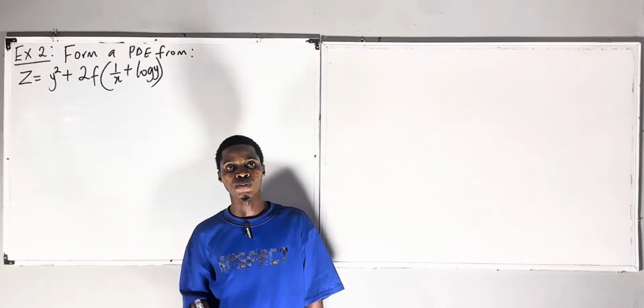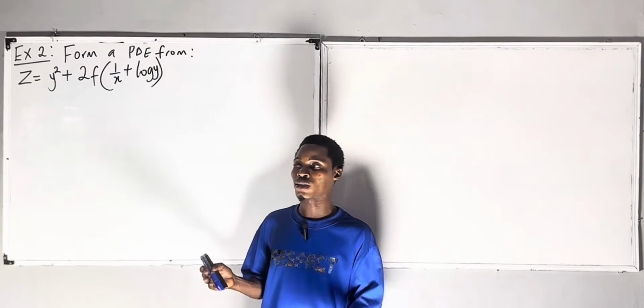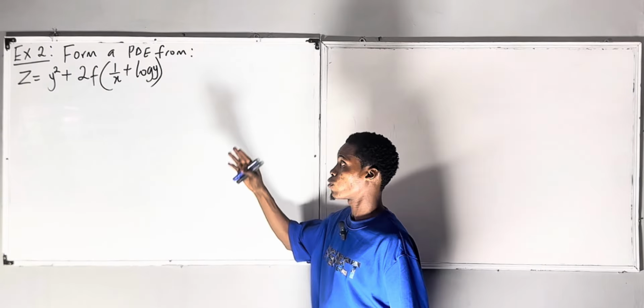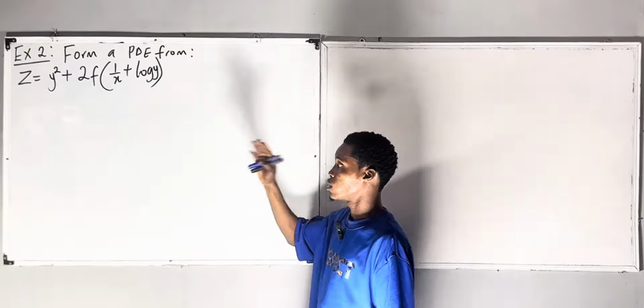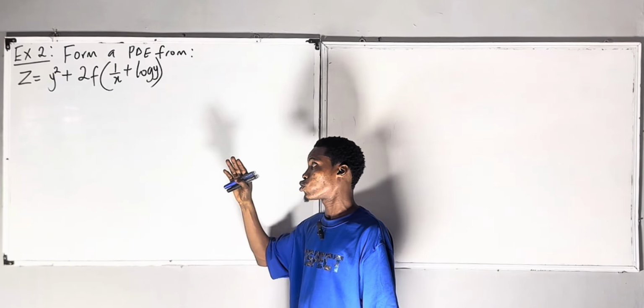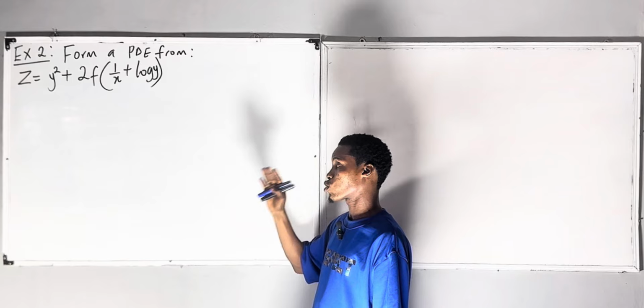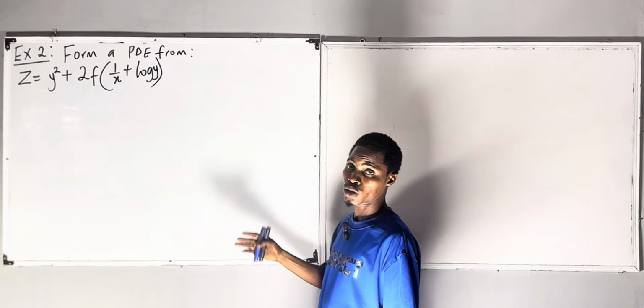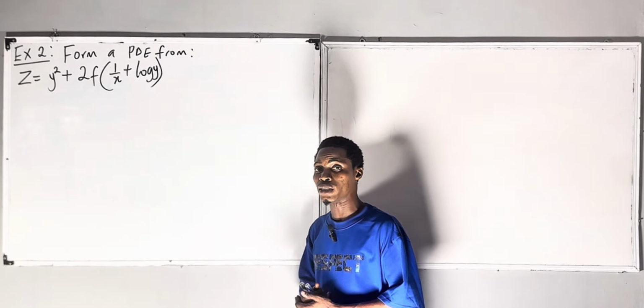How to form a PDE by elimination of the arbitrary function. The question on the board says we should form a PDE from z is equal to y to the power of 2 plus 2f of 1 over x plus log y. In this given relation or equation, how can we form a PDE?